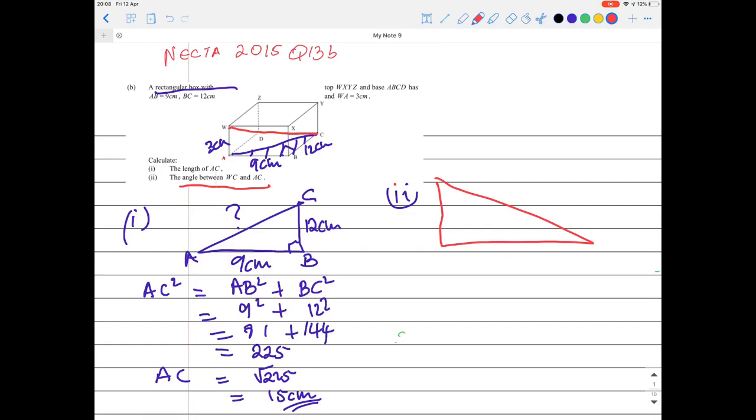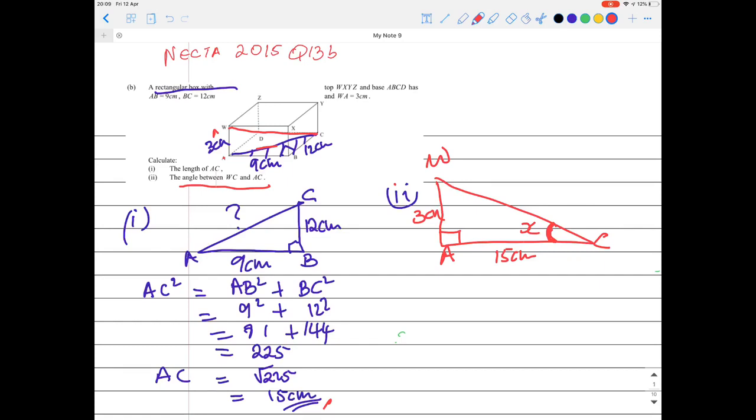Again, that corner, this is vertical and against the base, so that means this is going to be 90 degrees there. So A, W, C. Okay, we know what AC is over here. That's 15 centimeters. And we know what WA is over here, that's 3 centimeters, and we need to find the angle between WC and AC, which is this one here.